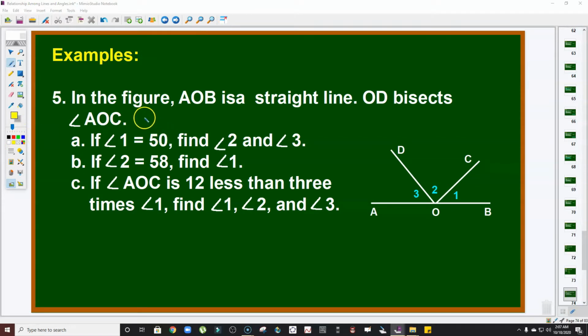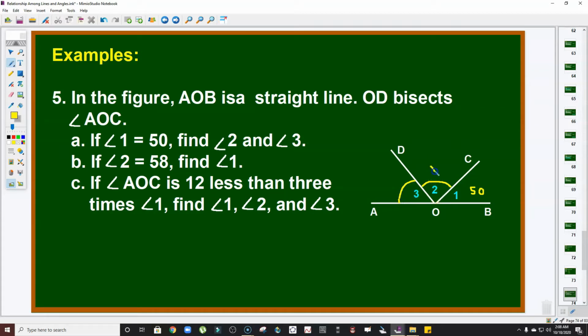Number 5. In the figure, AOB is a straight line, as shown. OD bisects angle AOC. Pag sinabing bisects, it divides the angle into two. So yung OD natin is what we call the angle bisector. In letter A, if angle 1 is 50, find angle 2 and angle 3. Again, OD is the bisector. So, meaning to say, angle 2 and 3 are equal.